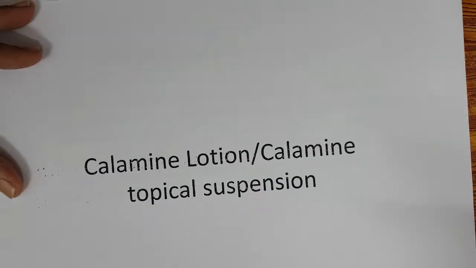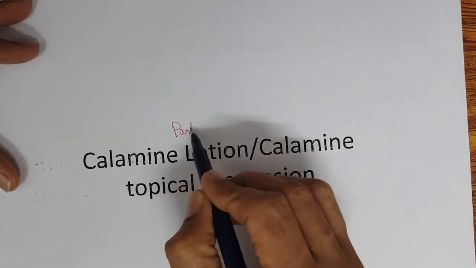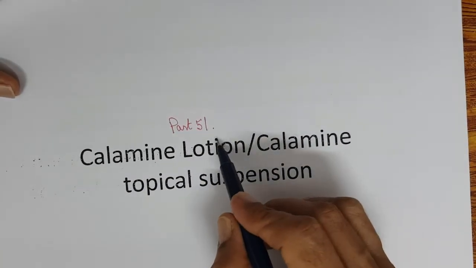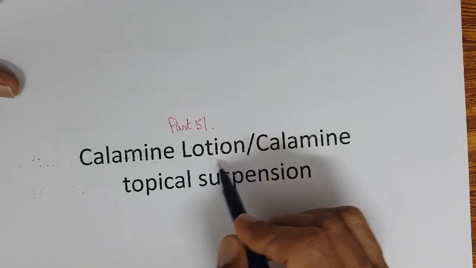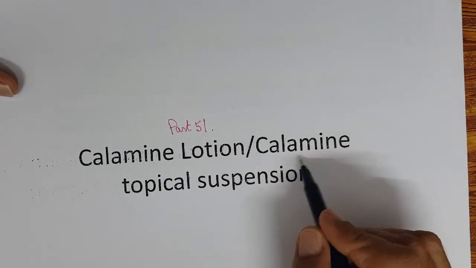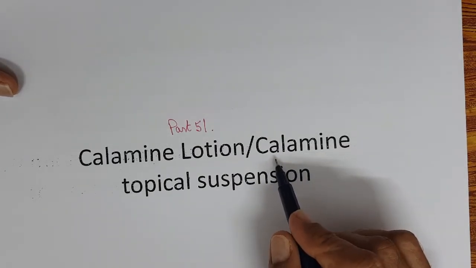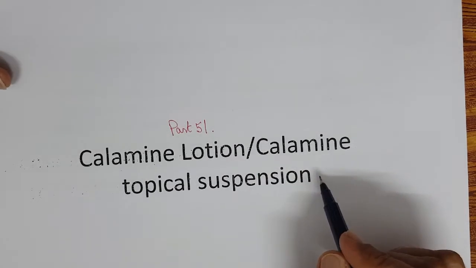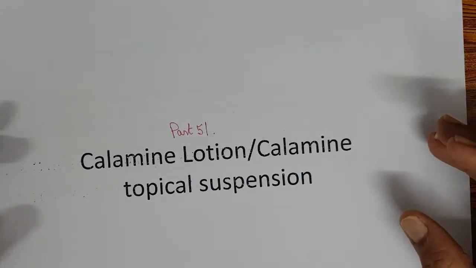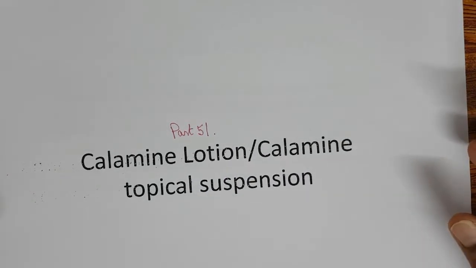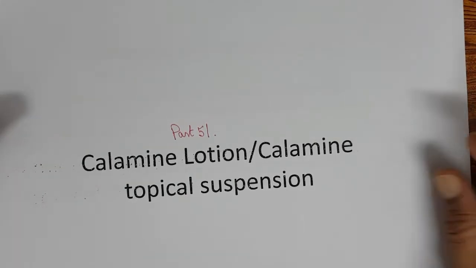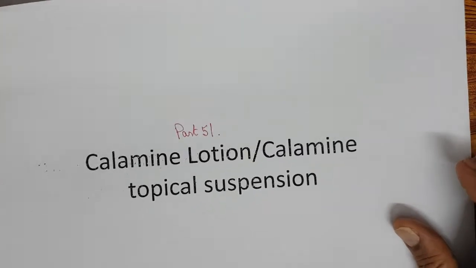So, part 51, Calamine lotion. BP, British Pharmacopoeia and Indian Pharmacopoeia say Calamine lotion, but United States Pharmacopoeia nomenclatures it as Calamine topical suspension. Why I want to discuss Calamine lotion is that, after discussing the theory of suspensions, it's a very, very typical suspension. So, we will discuss Calamine lotion.